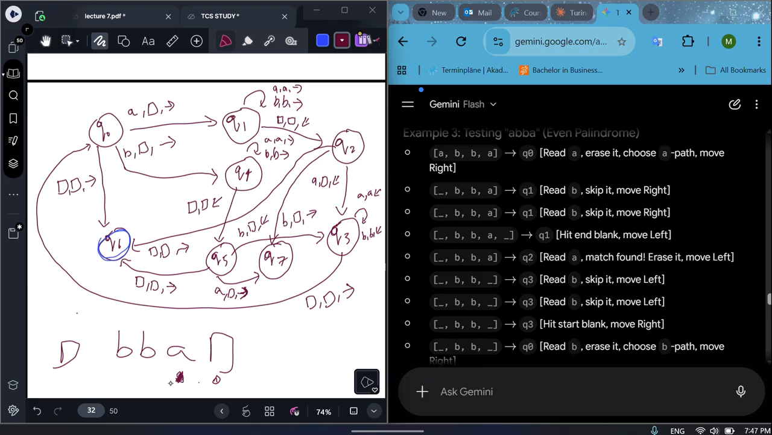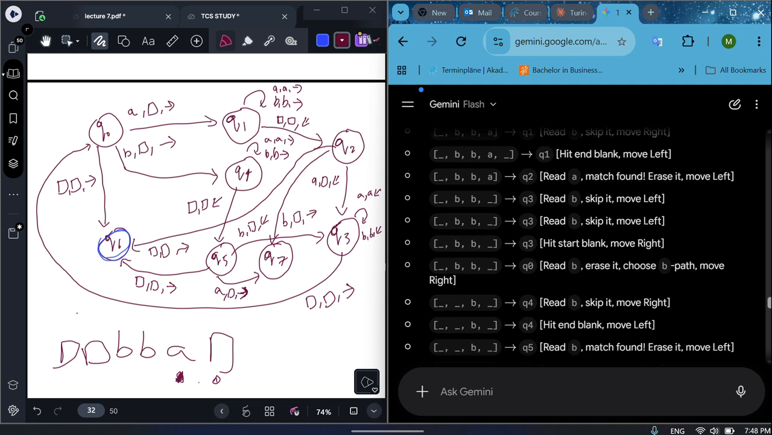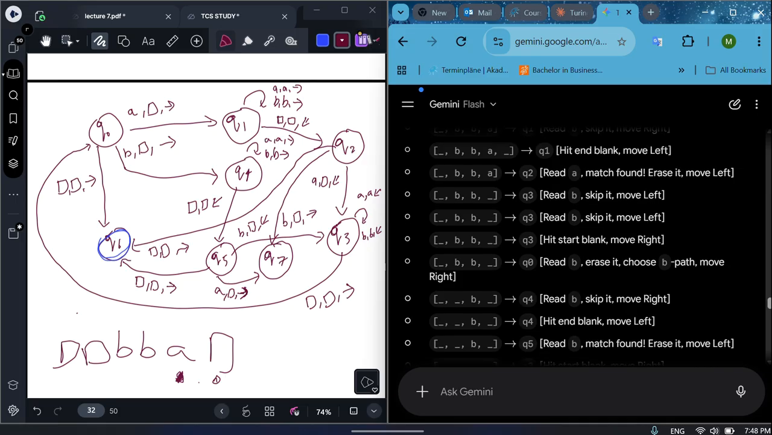We read this, and once we read this, we say that this is an A, just like we said on reading a B, skip it, move right, reading a B, skip it, move right. The moment we reach this final word, just like over here, we stop and we go to Q2. And in Q2, we say, okay, you read a match found, erase it. In Q2, we have a rule for reading A. If it's also an A, then it erases it and it goes left.